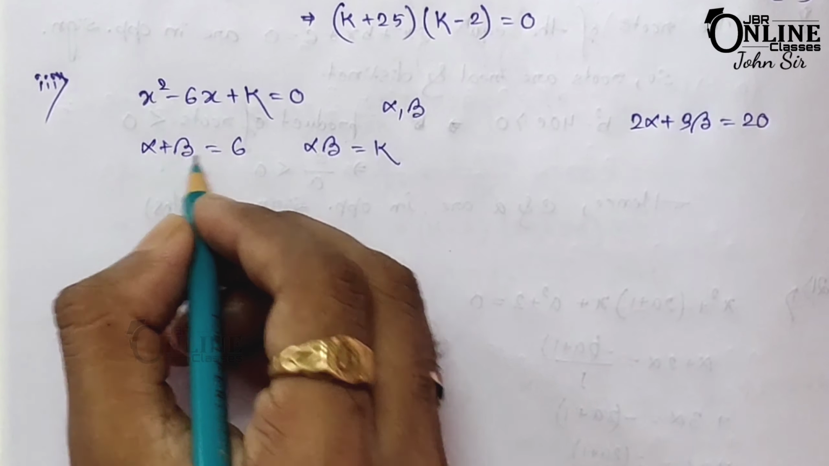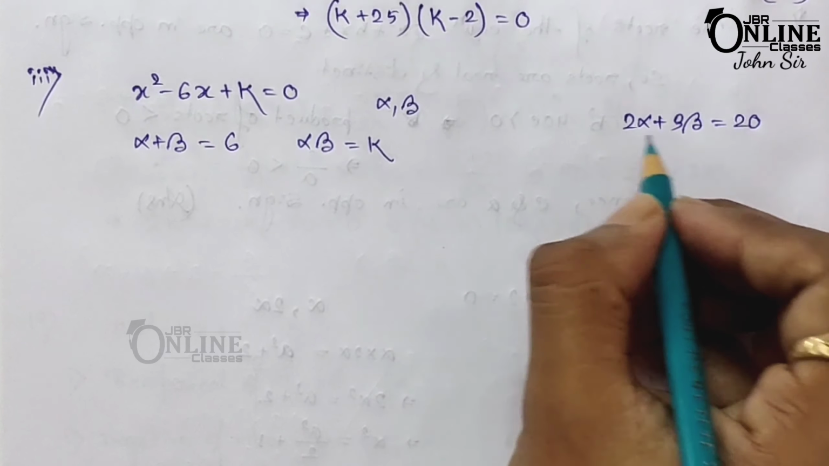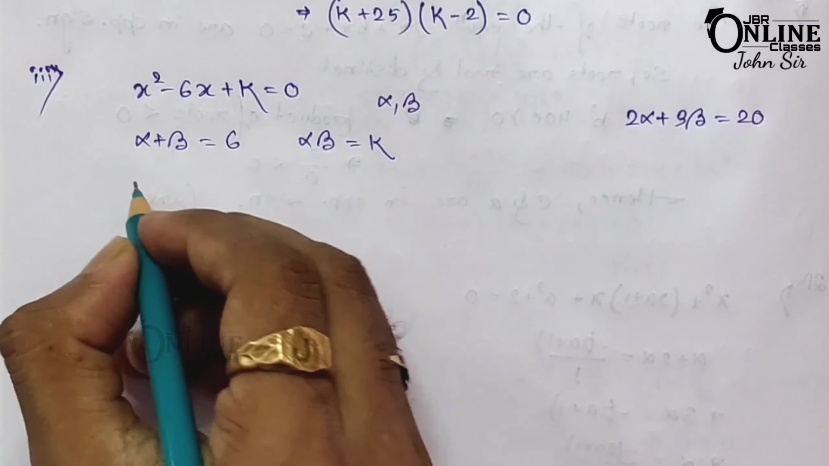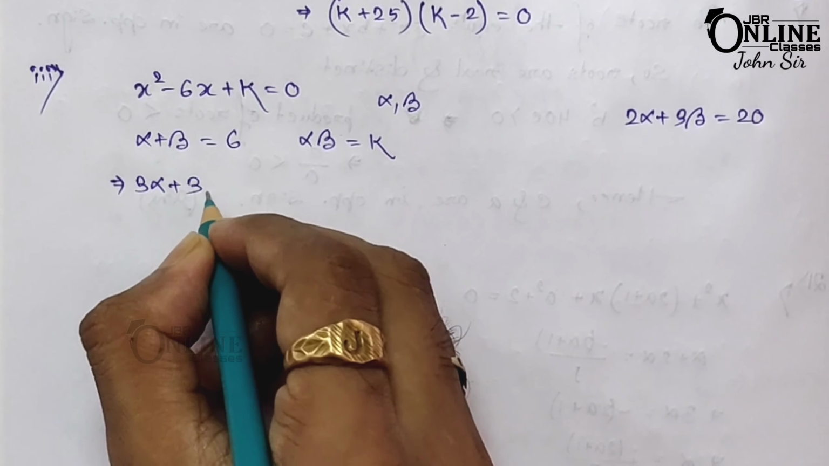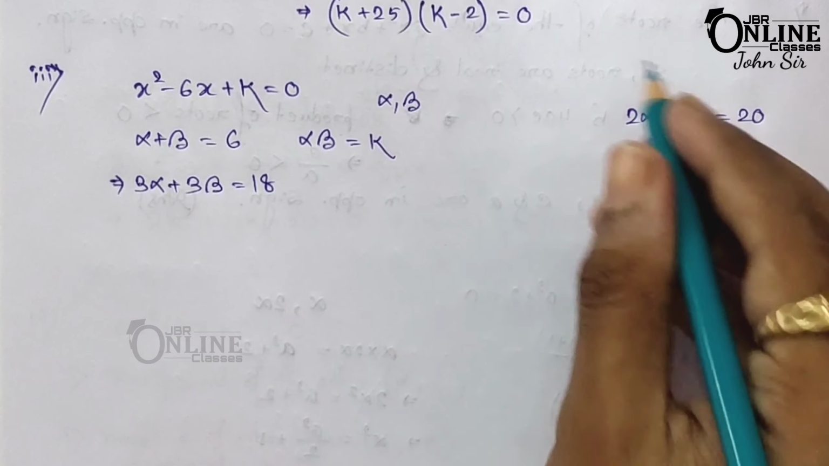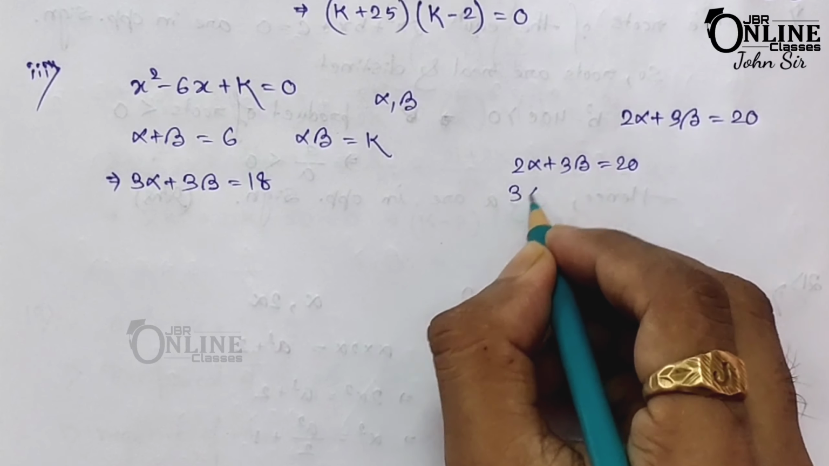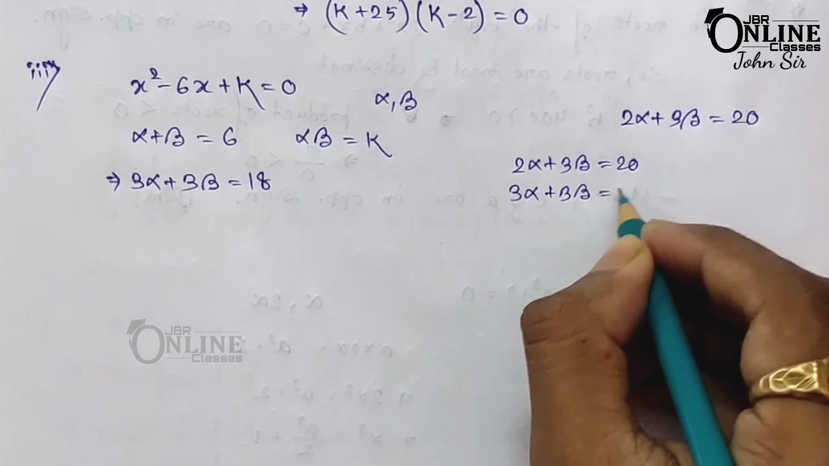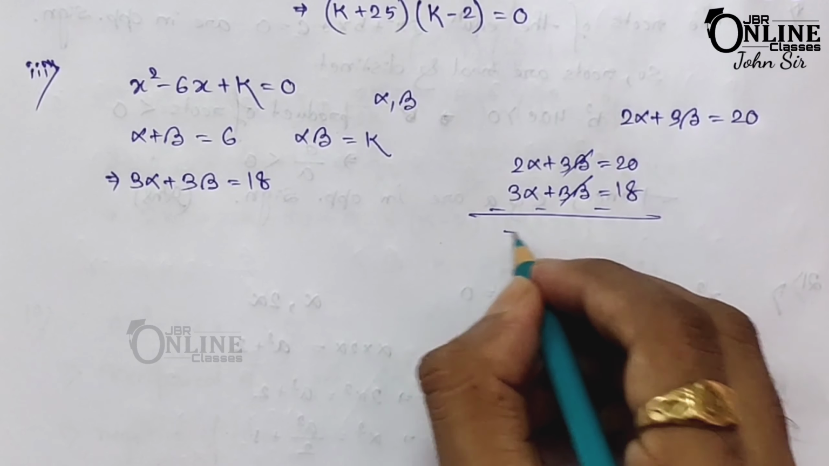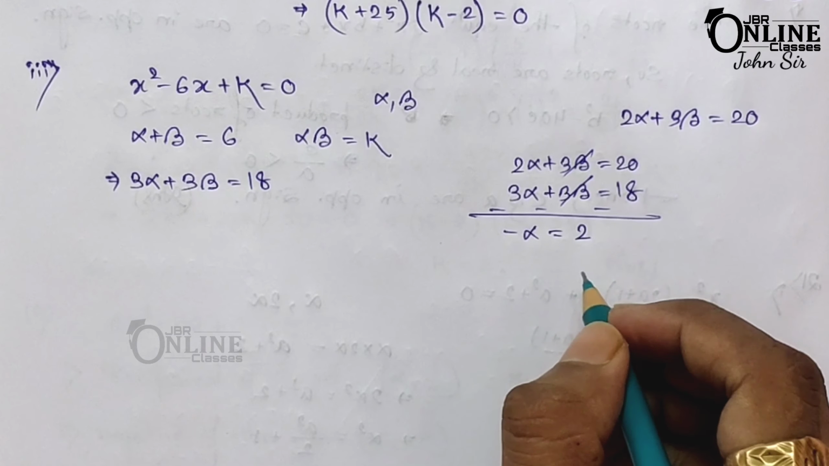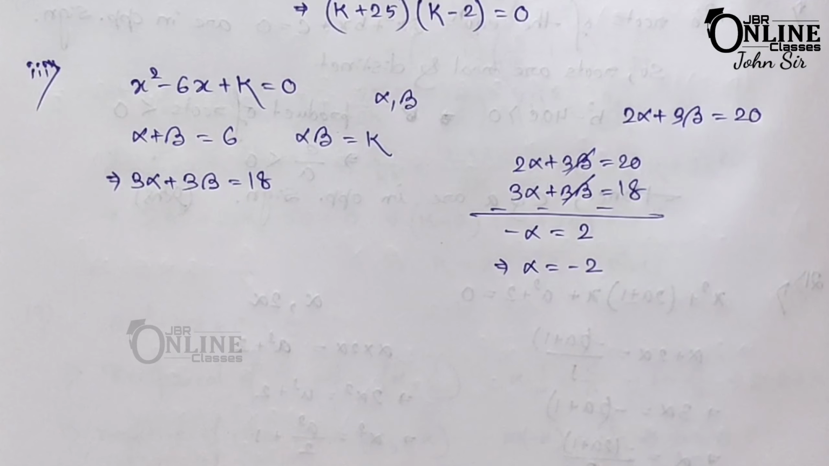As alpha plus beta equals 6 and 2 alpha plus 3 beta equals 20, if you multiply the first with 3, we get 3 alpha plus 3 beta equals 18. So write down 2 alpha plus 3 beta equals 20, then 3 alpha plus 3 beta equals 18. Now subtract it, so beta beta cancel out, here minus alpha equals 2, that means alpha equals minus 2.